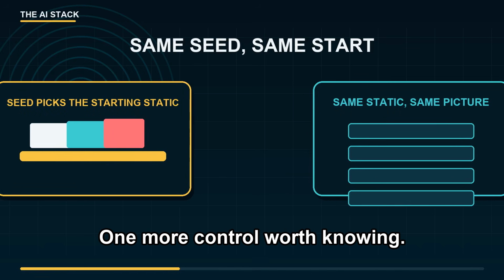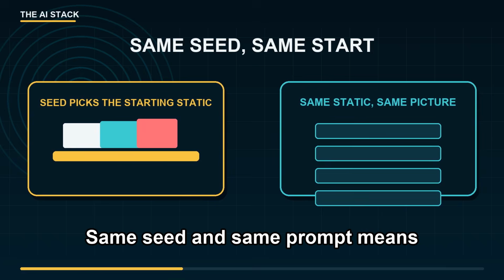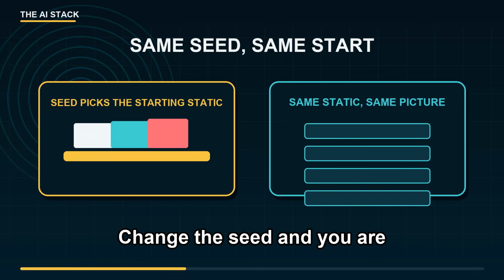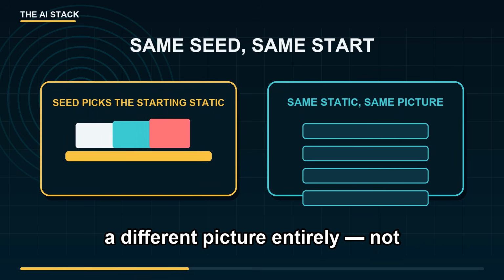One more control worth knowing. The seed chooses which random static you begin from. Same seed and same prompt means the same starting noise, so the same picture comes out. Change the seed and you are starting from different static, which is a different picture entirely, not a variation on the last one.